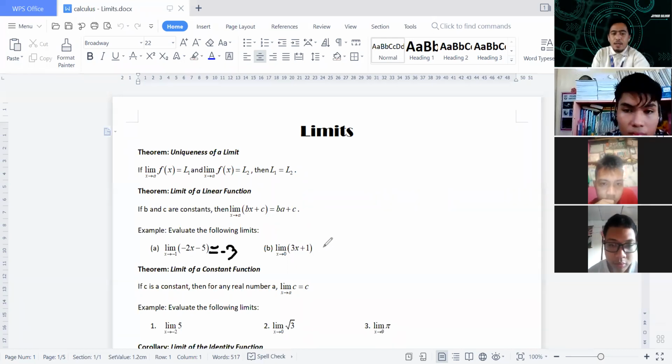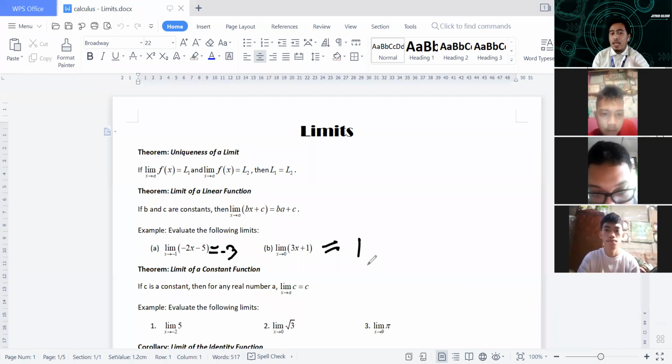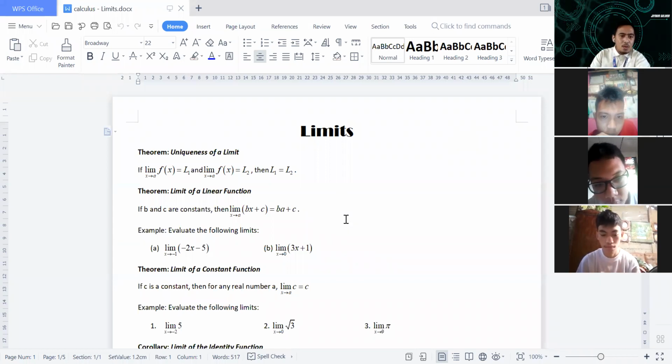Letter B. What is the answer here? Can you tell me the answer? 1. Okay? The theorem can make your life easier. Compare it with the procedure you followed earlier. It takes a long time to finish, while this one is easier. Right? So that's the power of the theorem.